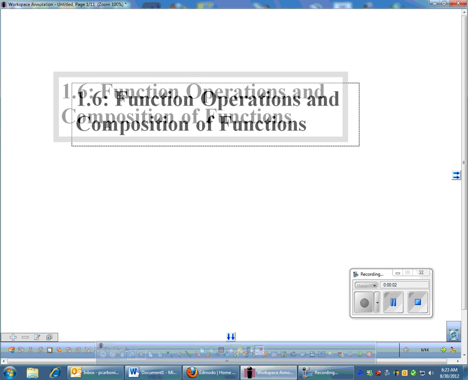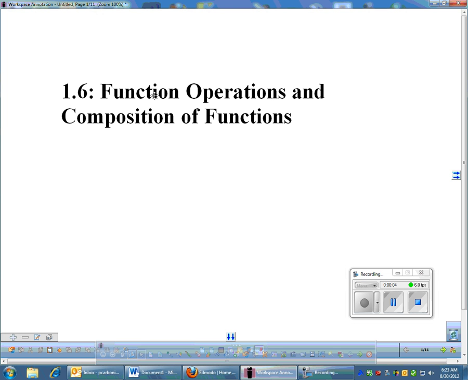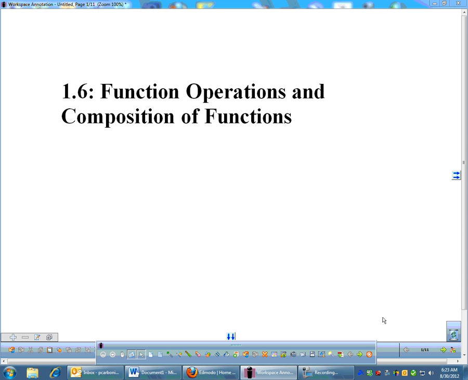Okay, moving past transformations, which we did in class today, function operations and composition of function. This is going to be a lot of review. It's only one topic, and it's stuff that you have done in previous years. So let's look at this section.